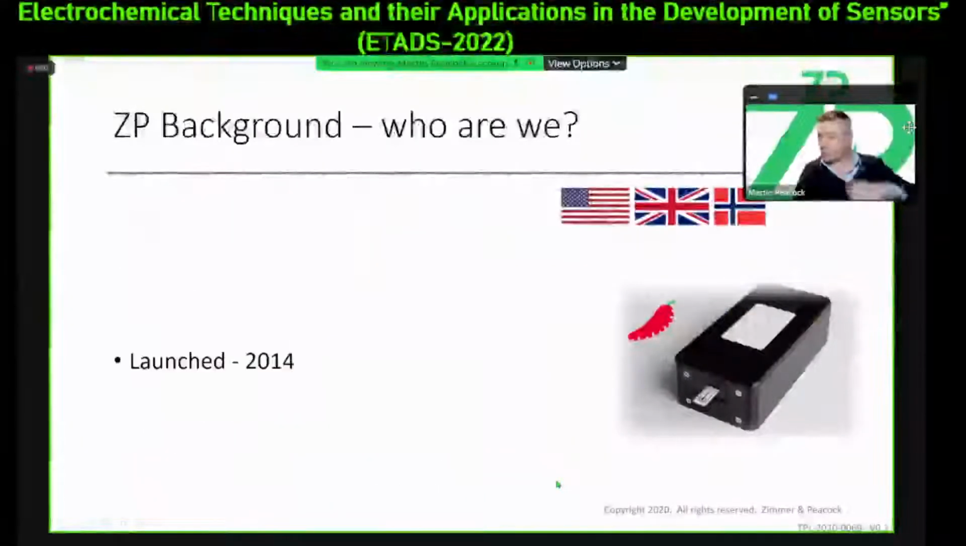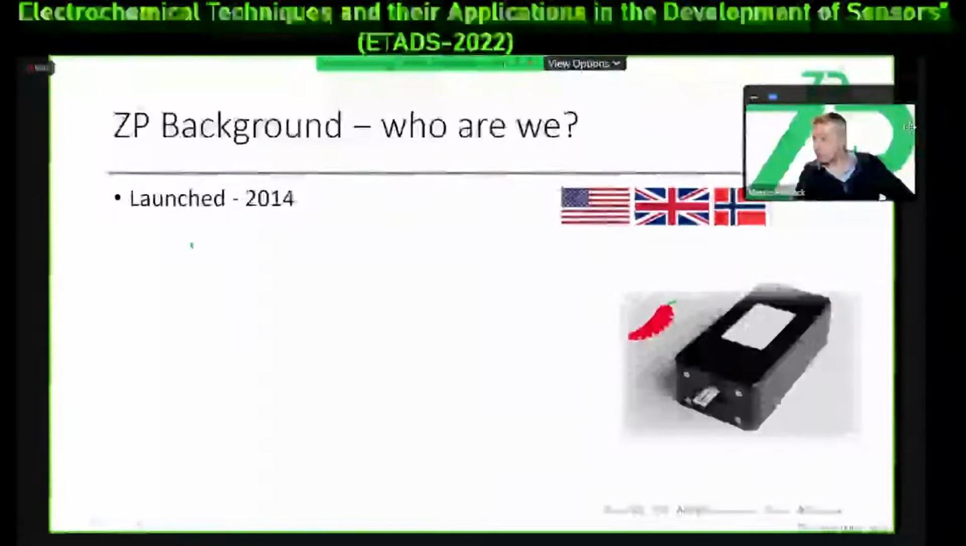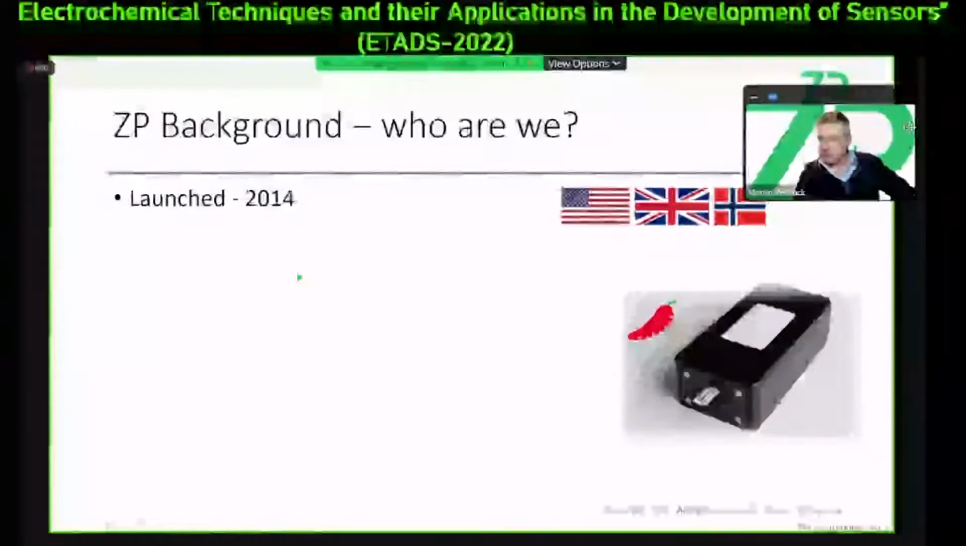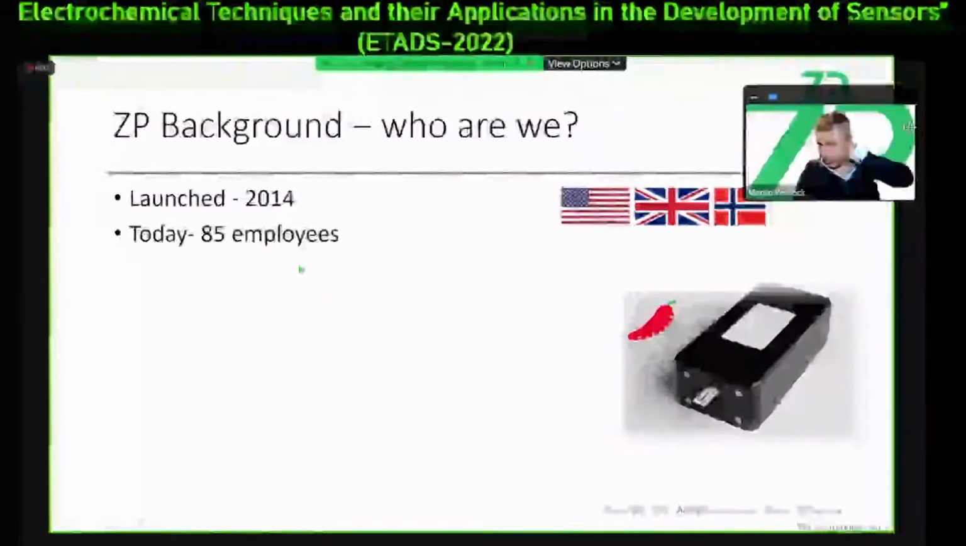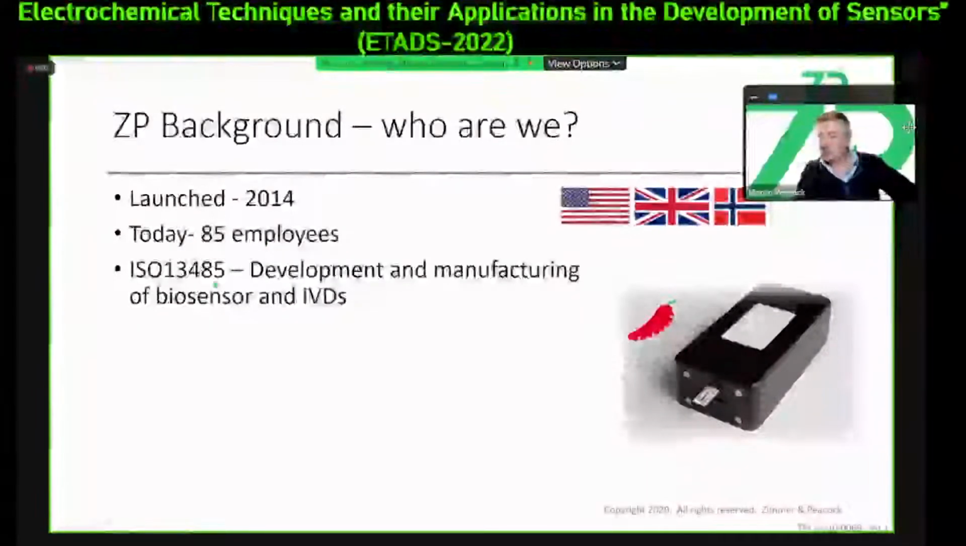So Zimmer Peacock, we were launched in 2014. Many of you who have been in electrochemistry for 20 years obviously wouldn't have heard of us 10 years ago. So we launched in 2014. Today we're 85 employees. So in the very niche area of electrochemistry and electrochemical technologies, we're by far the fastest growing business in that area.